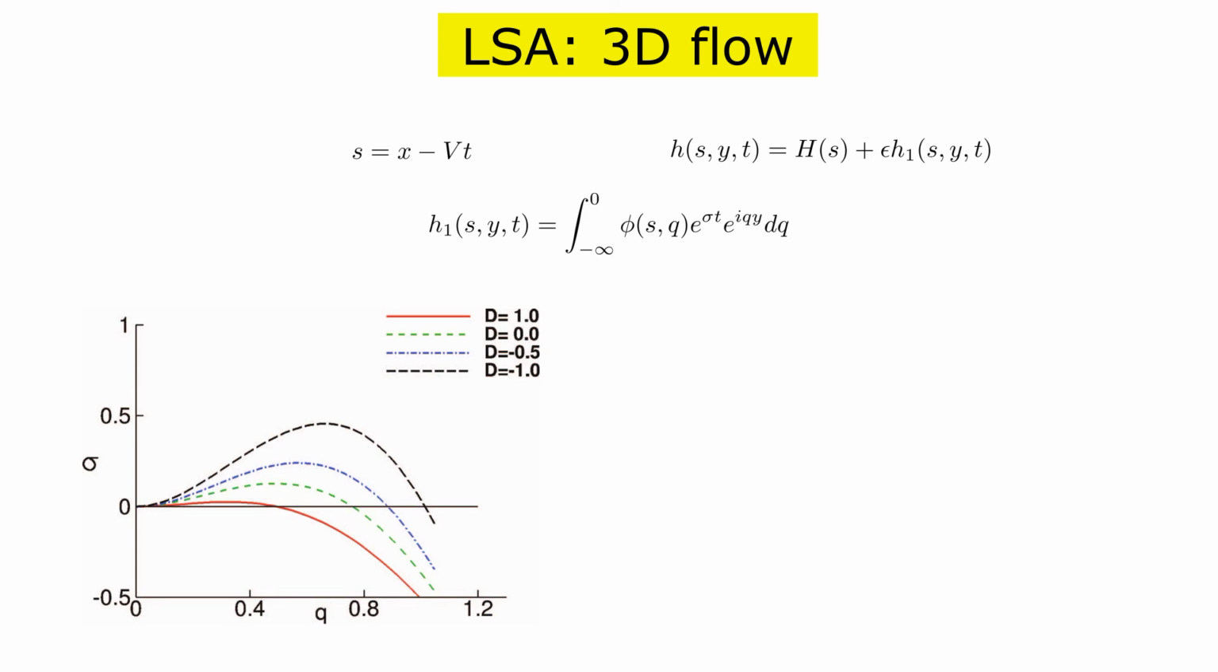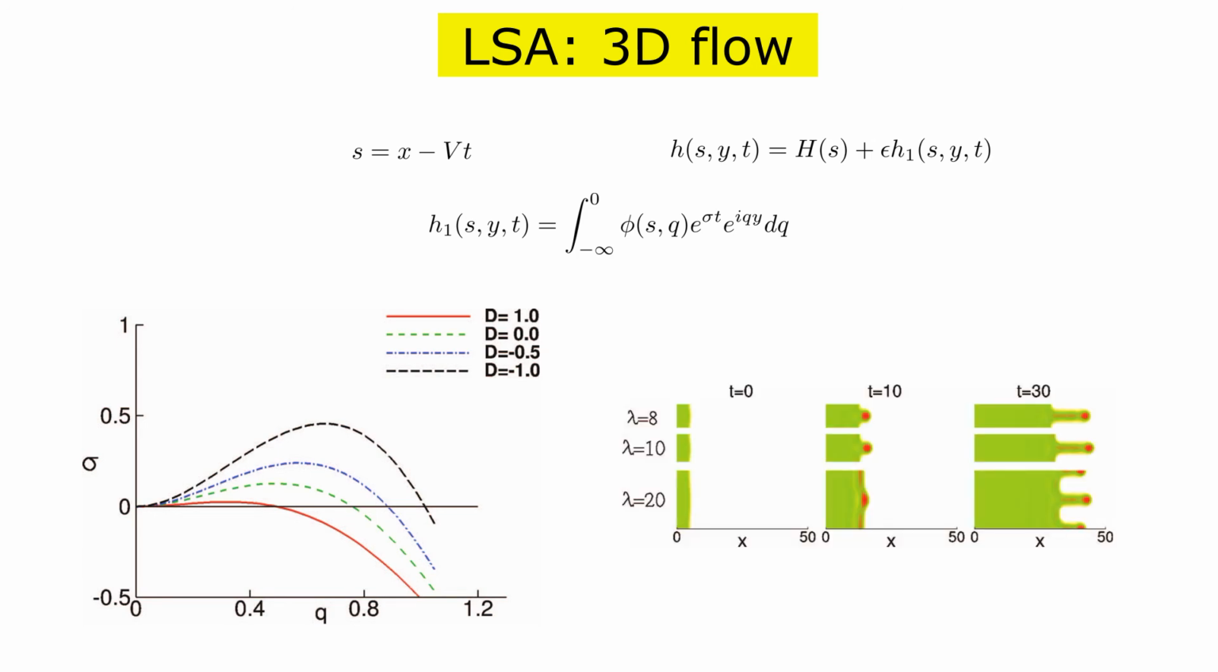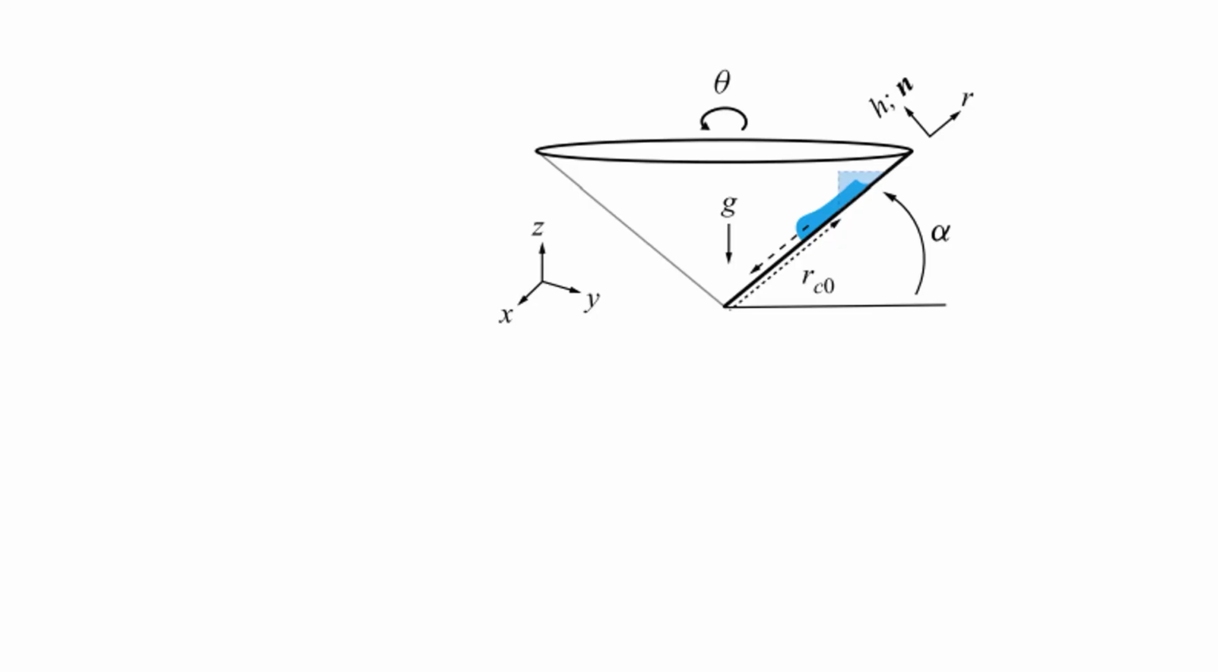The results of the single mode perturbations are shown for d equals minus 1 for the transverse case. In these plots, the transverse length is equal to the wavelength. As wavelength grows, more fingers end up appearing.